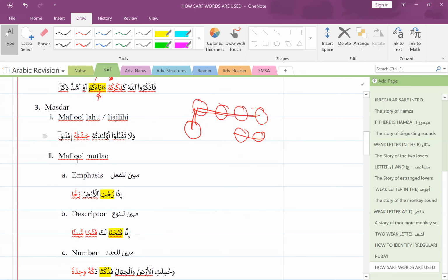I hope that's clear. I only have that one example, but maybe I'll look for more. But I think that's pretty clear. So that's one way a masdar can be used. Another way a masdar can be used is as a maf'ul mutlaq.